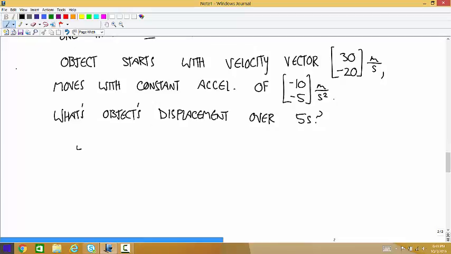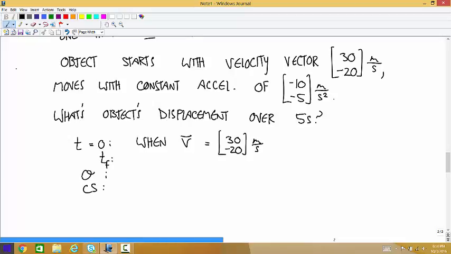Okay, so the first thing we always do is make these 4 choices. Time equals 0 is going to be the start of the motion. I'll say when the velocity is 30, negative 20. And time final is going to be 5 seconds. So 5 seconds go by.